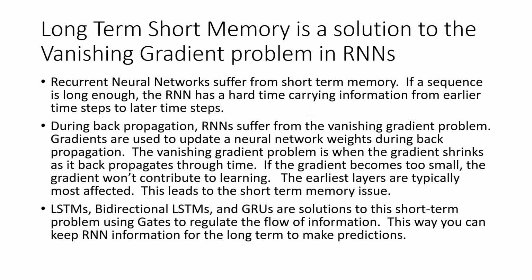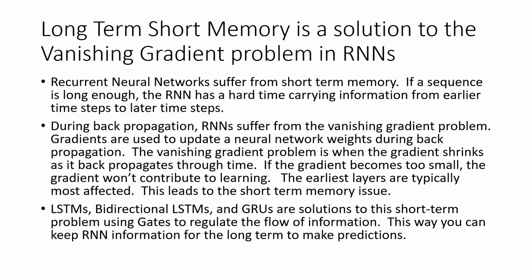So recurrent neural networks suffer from short-term memory. If a sequence is long enough, whether it's text or something else, the RNN has a hard time carrying information from earlier time steps to later time steps in the process. RNNs rely on something known as backpropagation to modify the weights of the neural network. And this vanishing gradient problem is where the gradients that are used to update the neural network weights during backpropagation get smaller as they backpropagate through time.